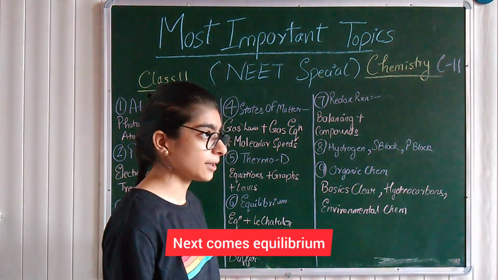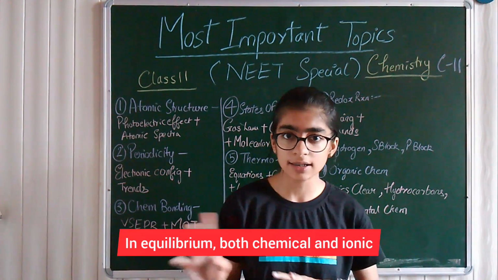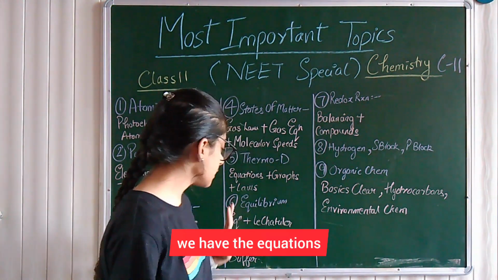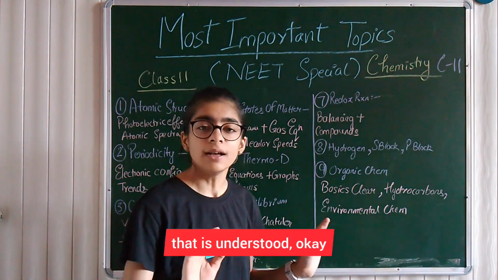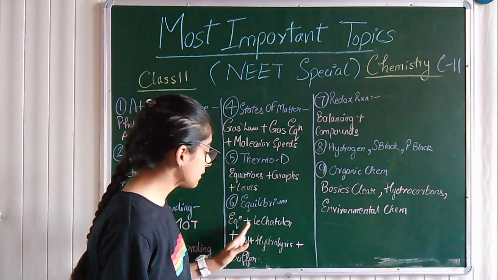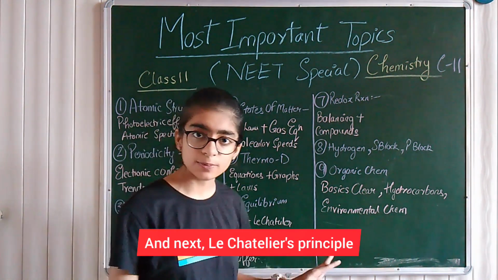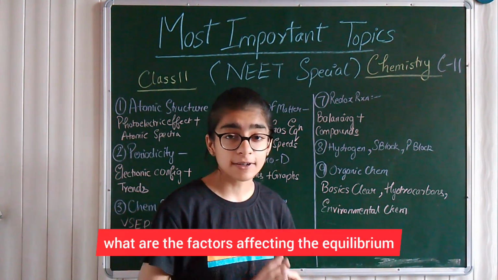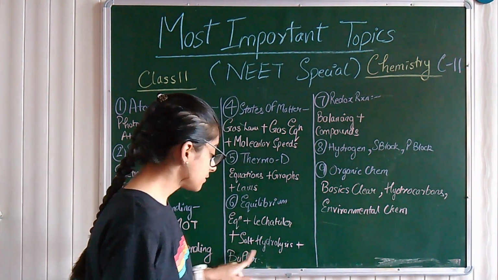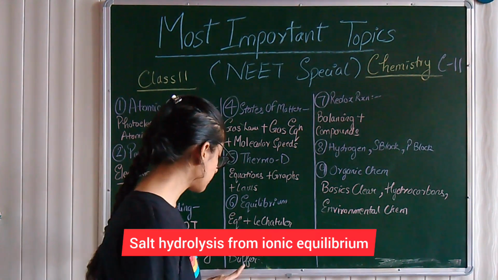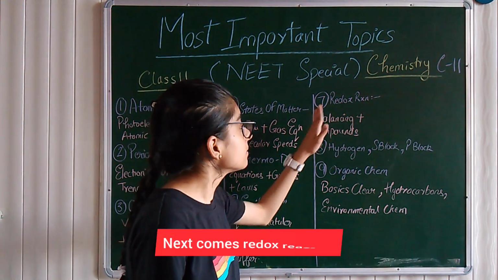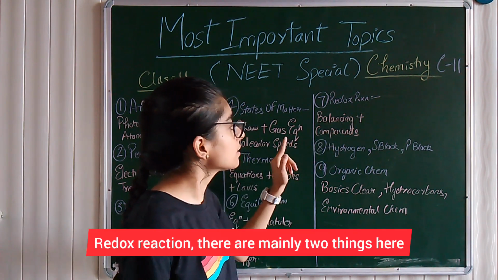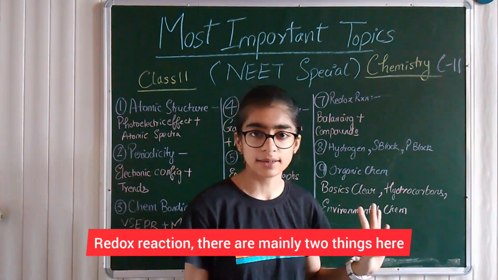Next comes equilibrium. In equilibrium, both chemical and ionic, we have equations. You have to learn the equations and all the formulas, and that is understood. Next, Le Chatelier's principle, the factors affecting the equilibrium, salt hydrolysis from ionic equilibrium, and buffer solutions.